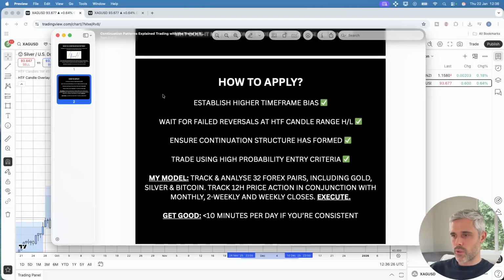Once you get good at this, you can do it in 10 minutes a day if you're consistent with swing trading. I trade over 32 Forex pairs. I do this every single day and I just wait patiently and execute. This is continuation trading. Check out my video on reversal trading as well, and I'll see you on the next one.